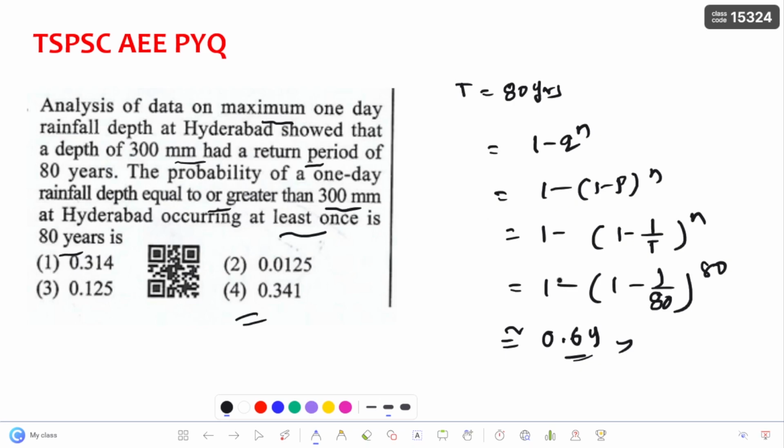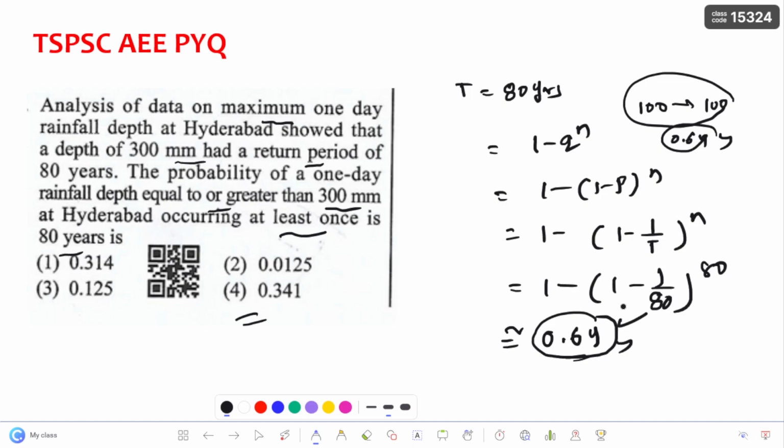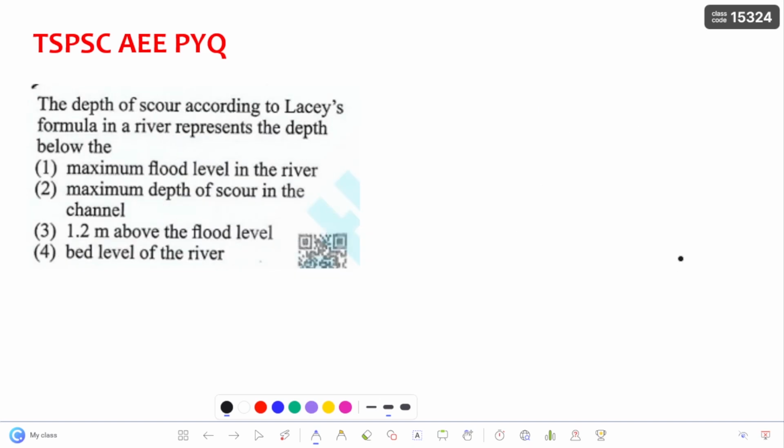But in the previous year question you can see the same type of question, in which 100 years is the return period and at least occurring once in 100 years. For that question also the answer is 0.64. So please remember this 0.64 value, so that if you get it in upcoming exams you can directly keep 0.64 as the option, because you can't solve it directly by hand. That's why I am telling you to remember this value. Coming to the next question.